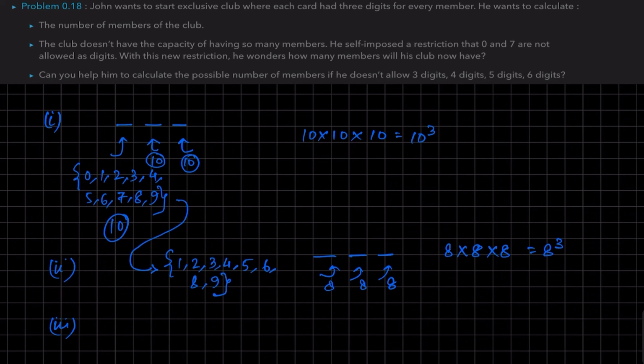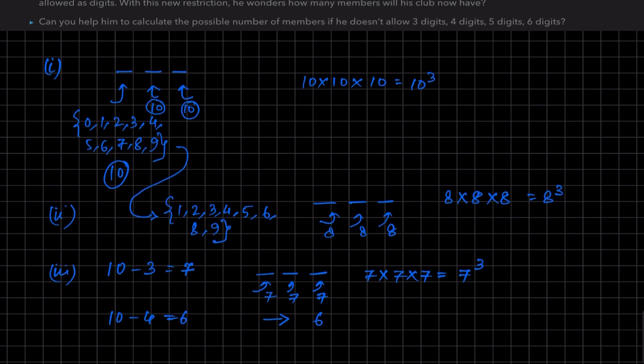What if he doesn't allow 3 digits in the member card? The total number of digits possible is 10, and he isn't allowing 3 of them. So there are 7 choices for every place of that 3-digit card. Choices are independent, so it's 7 times 7 times 7, that's 7 cubed. Similarly, if he doesn't allow 4 digits, then you have 6 possible choices for each of those places, and the total number of cards possible is 6 cubed.